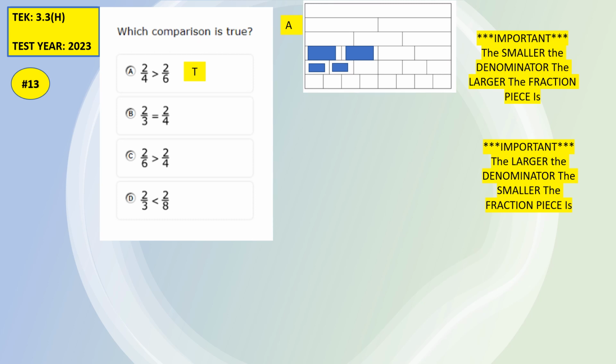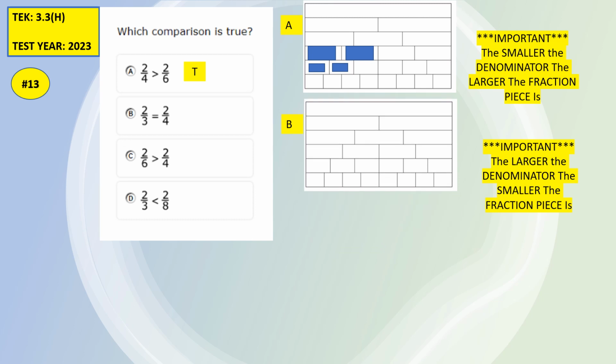All right, let's move on to B. Using my fraction strips, 2/3 is equal to 2/4. 2/3, 2/4. Are those equal? Is that the same amount of space? No, it's not. So that's false.